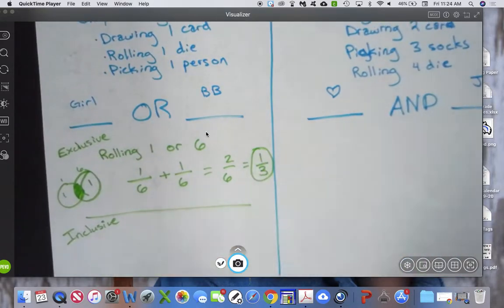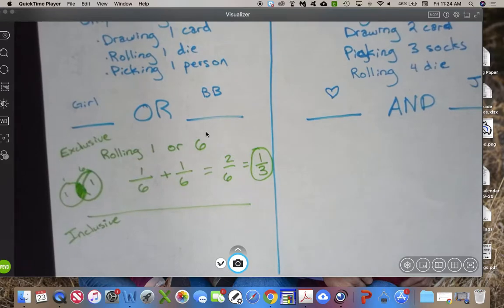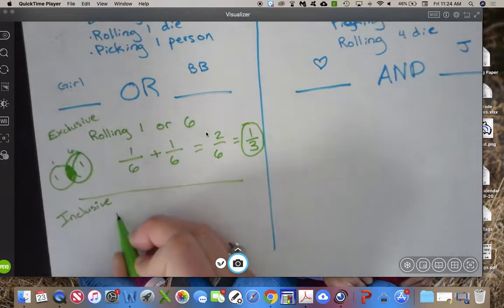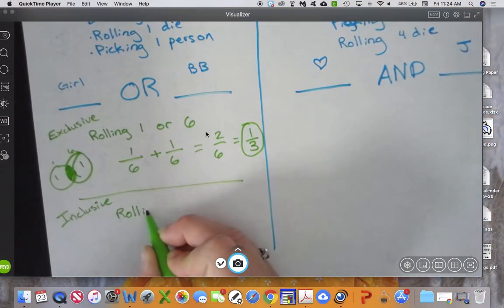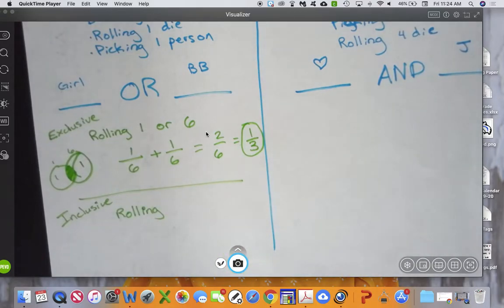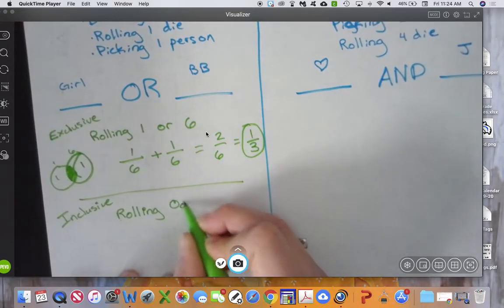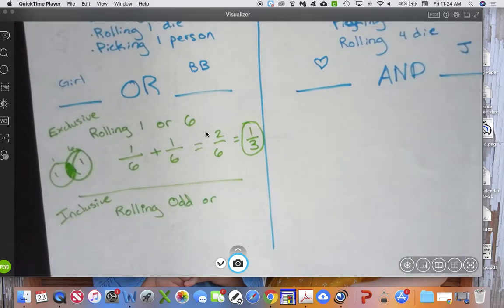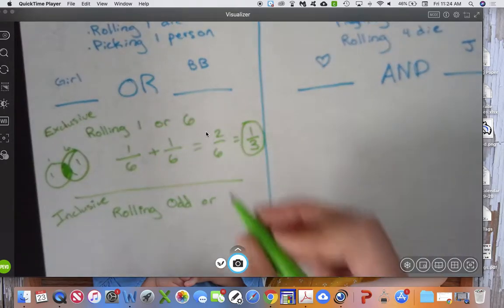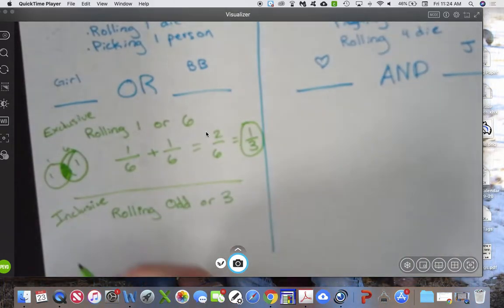Okay, now, inclusive means I can do them both at the same time. All right, so we are going to roll an odd or a 3. Sure, rolling an odd or rolling a 3. So let's do our little bubbles.